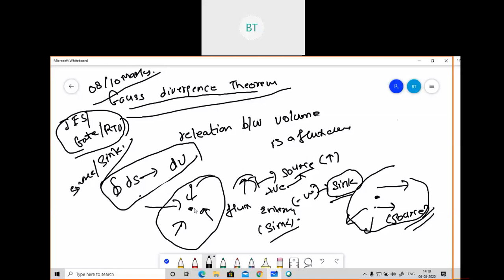If you are facing any difficulty in the basic part of Gauss divergence theorem, you can ask me. Is this clear to you, which I have just explained? Okay, so we'll derive the formula for the Gauss divergence theorem.